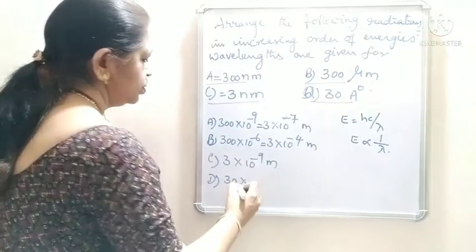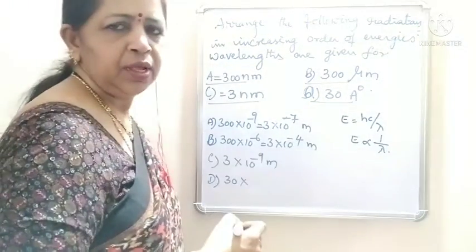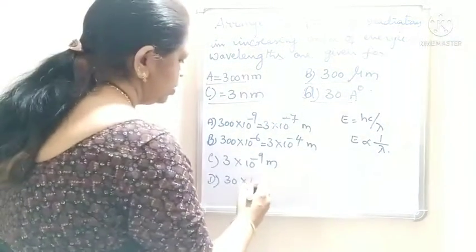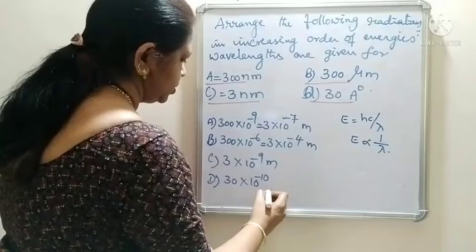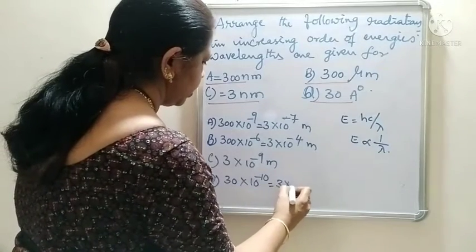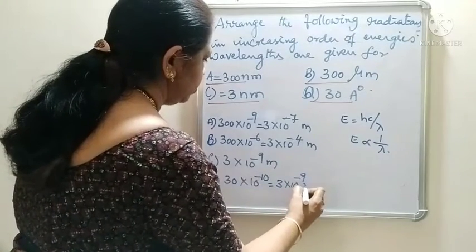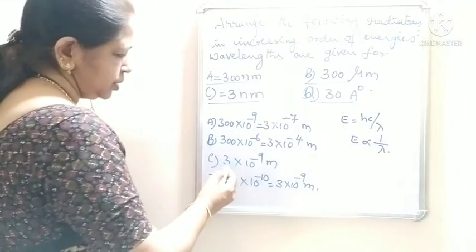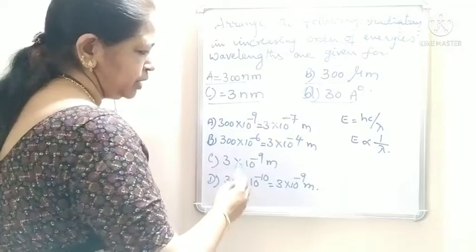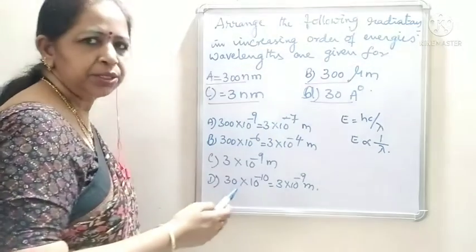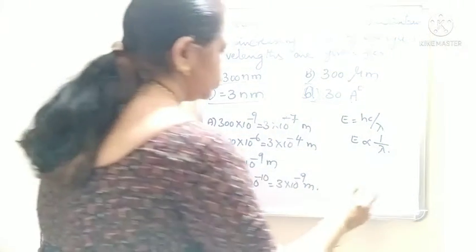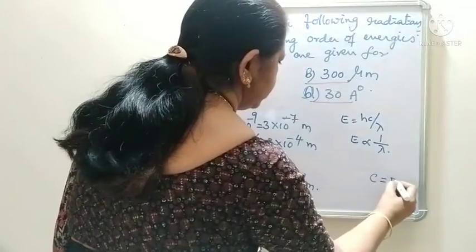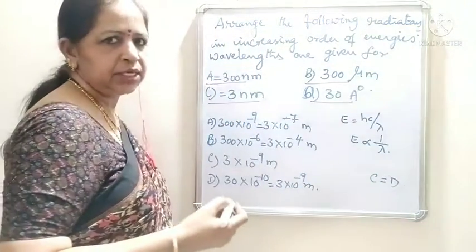30 angstrom units, 30 into 10 power minus 10 meters, which is equal to 3 into 10 power minus 9 meters. Here C and D have the same wavelength, so their energies are also the same. Therefore, C is equal to D. The energy of C is equal to D.